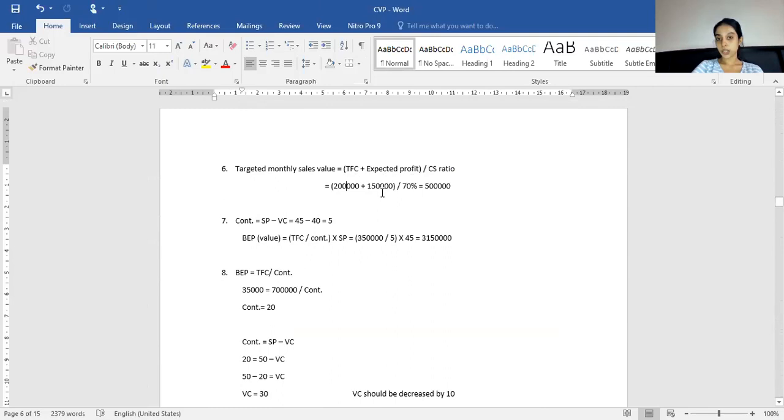Total fixed cost for product B is 200,000 plus the expected profit. They are asking us to calculate the sales value required to meet a profit of 150,000. So the expected profit is 150,000. When we divide this directly by the CS ratio, we can directly get the sales value. So here divided by 70 will be 500,000. So we need 500,000 of sales to reach a profit of 150,000.